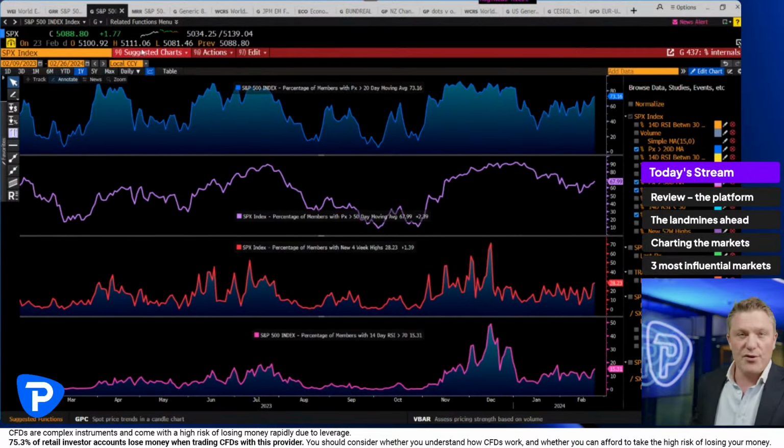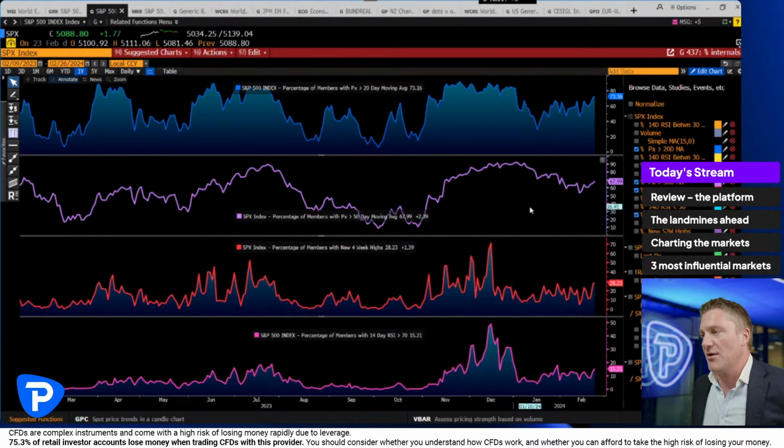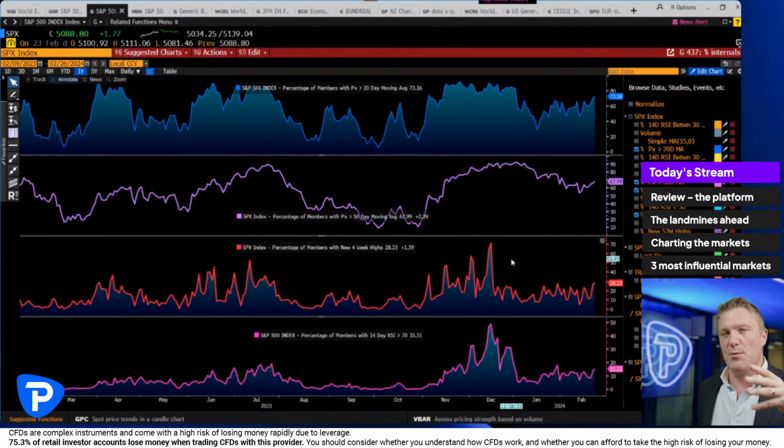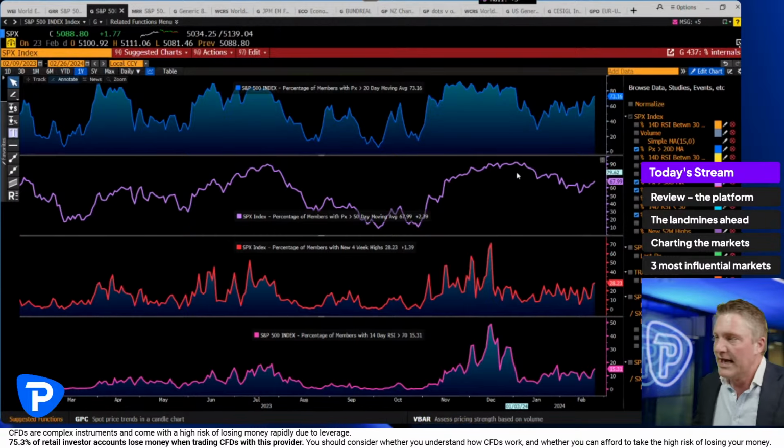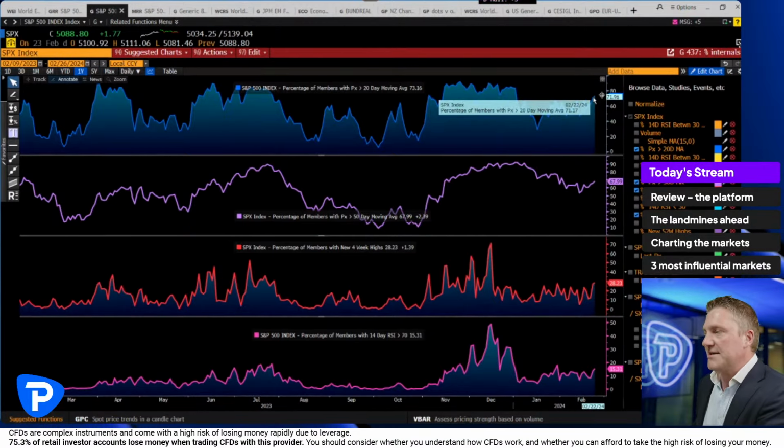If we have a look at the internals on the S&P, you can see that there has been good broad participation. I know people are saying there's real concentration in that leadership once again, with Nvidia obviously putting in so many points and the chip stocks putting in so many points. But if we have a look at the number of companies in the S&P which are pushing above their 20-day moving average, you can see this is currently sitting at 73%.